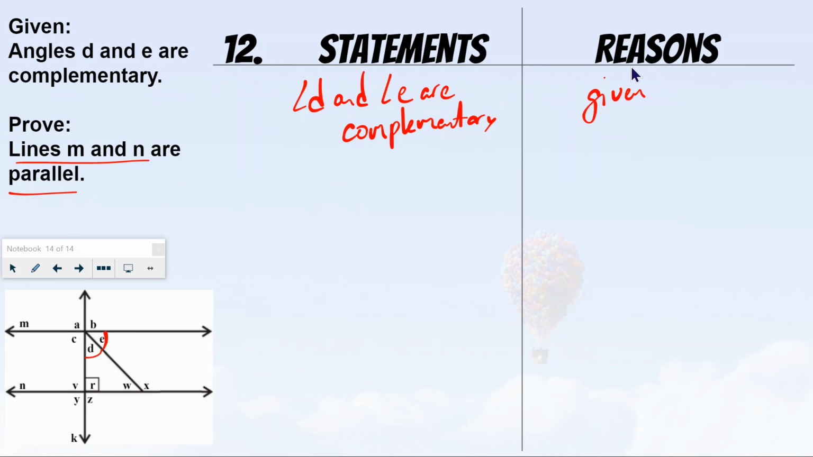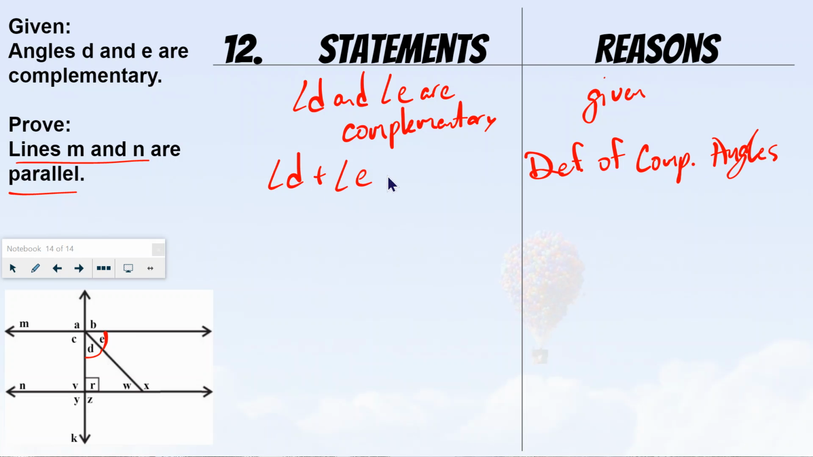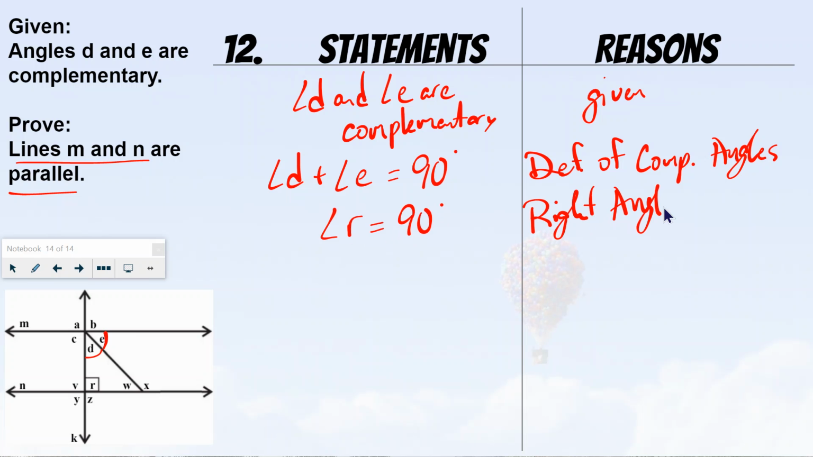Just because it's given to us, and what that really means, just by the definition of complementary angles, I know that D plus E equals 90 degrees. I'm also just going to label angle R as a 90-degree angle, just because all right angles are congruent based on the right angle congruence postulate.